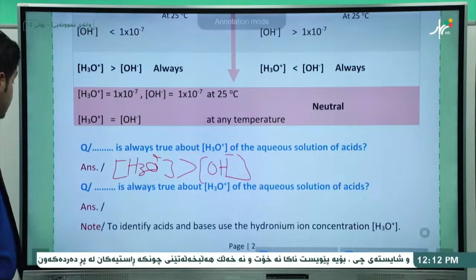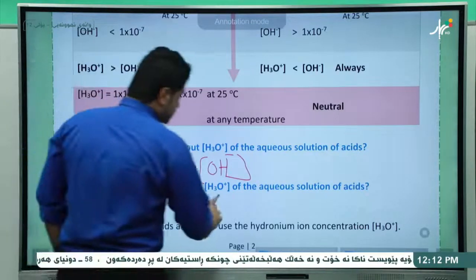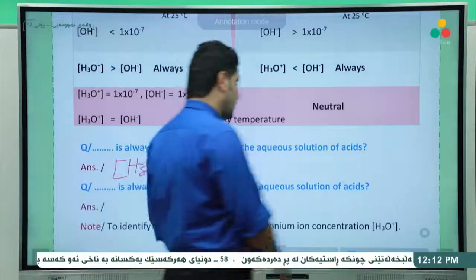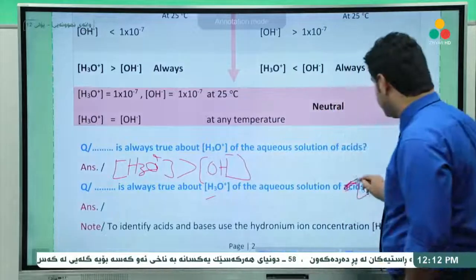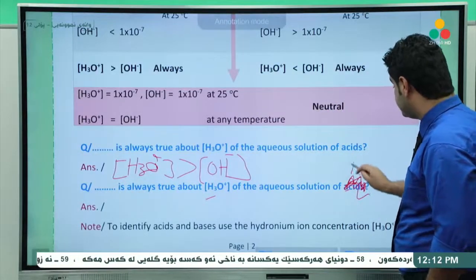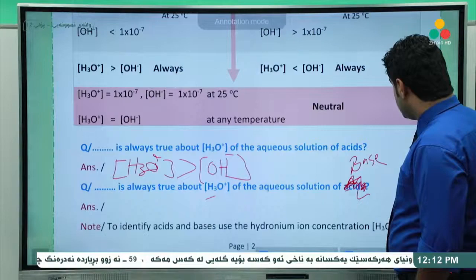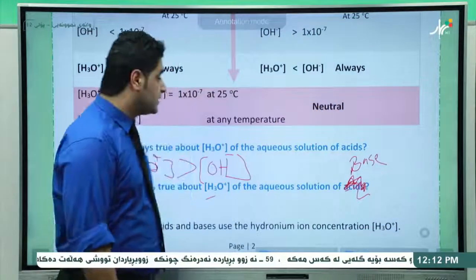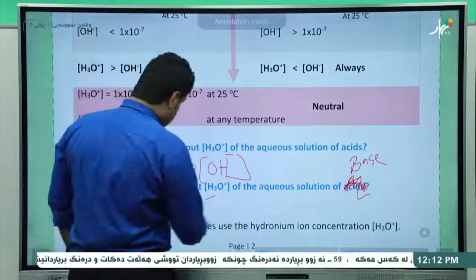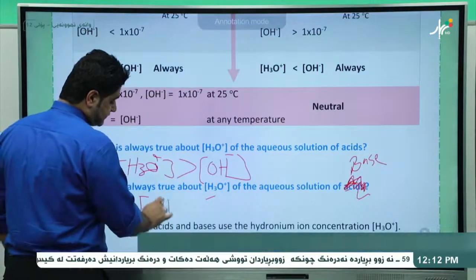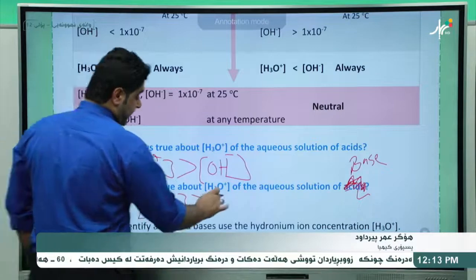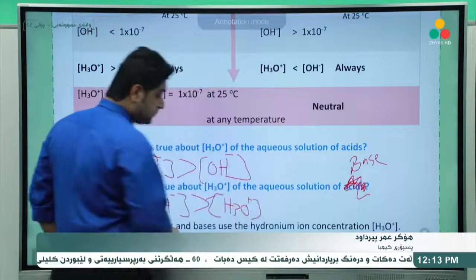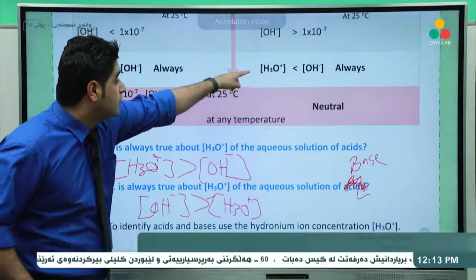Okay. What is always true about the aqueous solution of a base? Well, it's base, it's not acid, it's base. Well, the OH concentration is always bigger than the hydronium ion concentration. You see, it's always true.